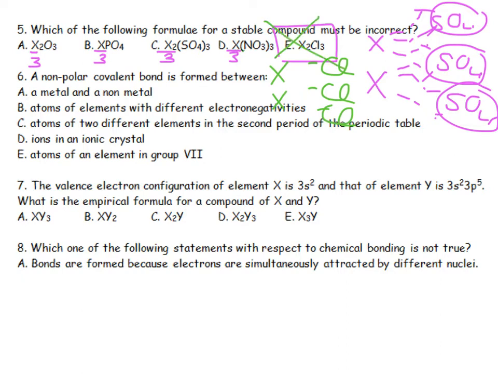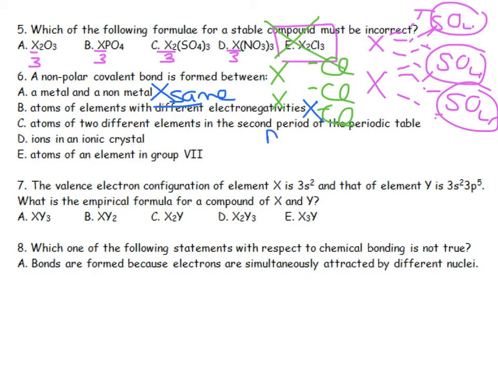A non-polar covalent bond is formed when? A metal and a non-metal? No, that would be ionic. Atoms of elements with different electronegativities? No, they must have the same electronegativity for a non-polar covalent bond to form. So that's not true.